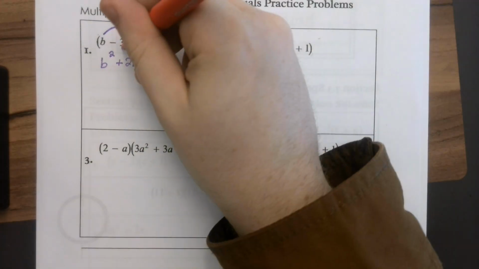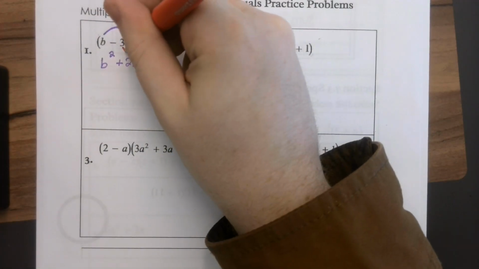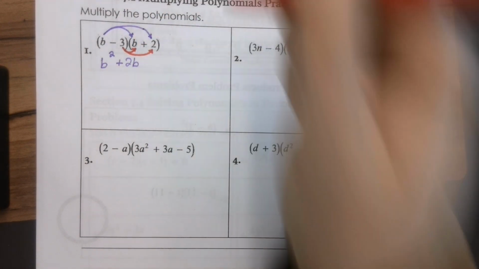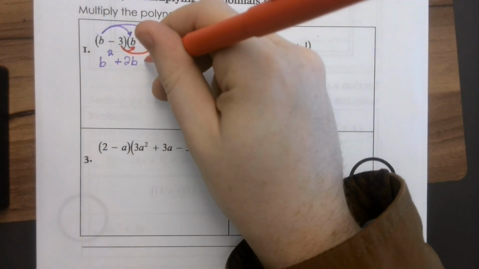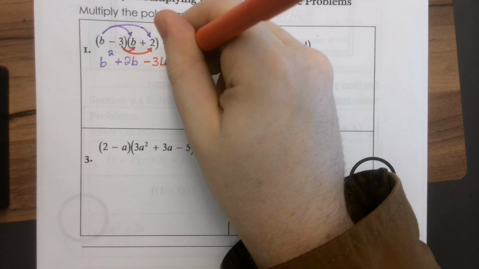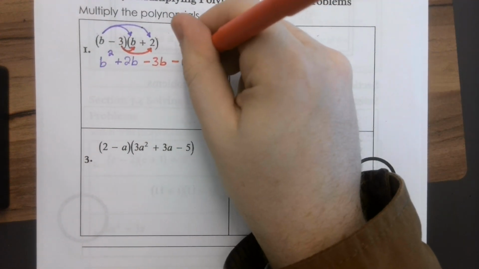Then we continue by doing it with the negative 3. We do negative 3 times b and negative 3 times 2. Negative 3 times b is negative 3b, and negative 3 times 2 is negative 6.